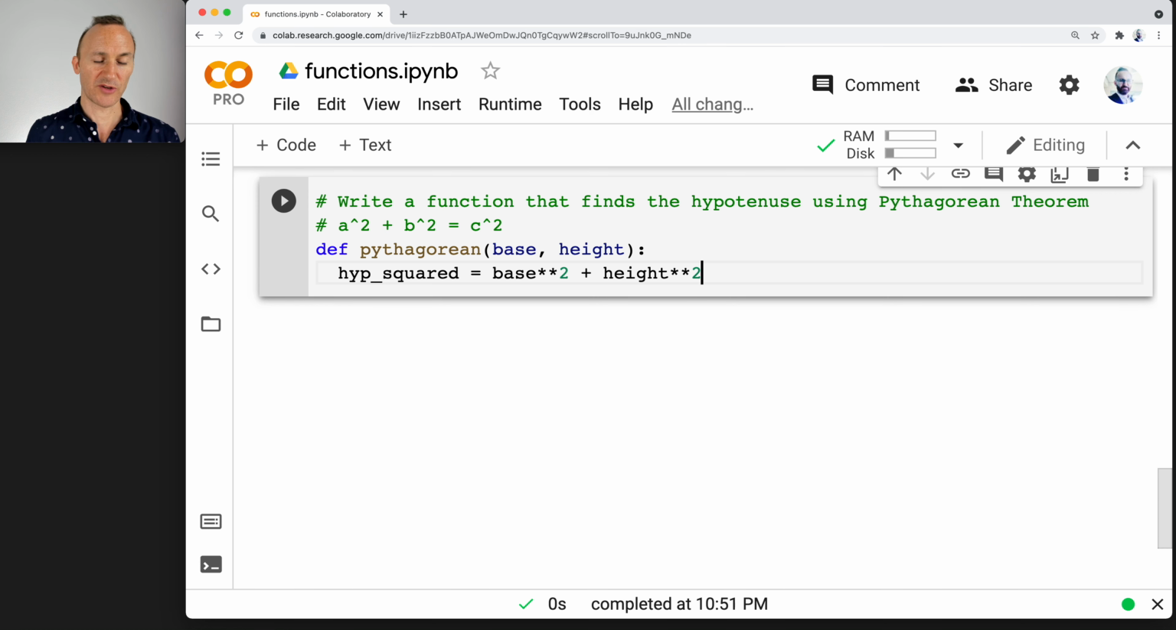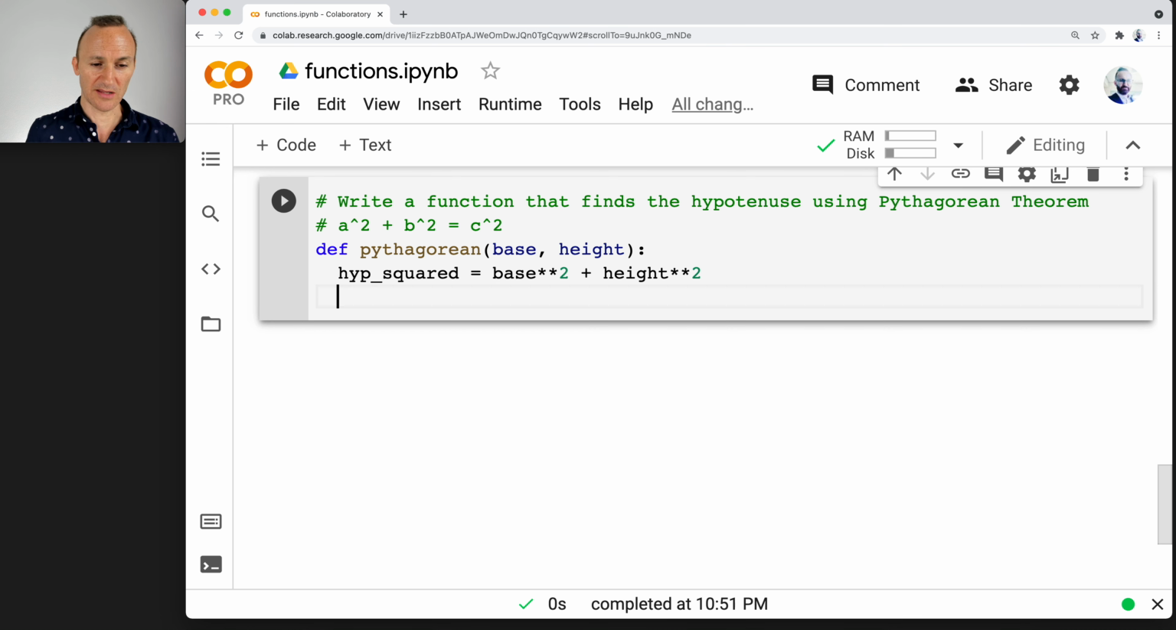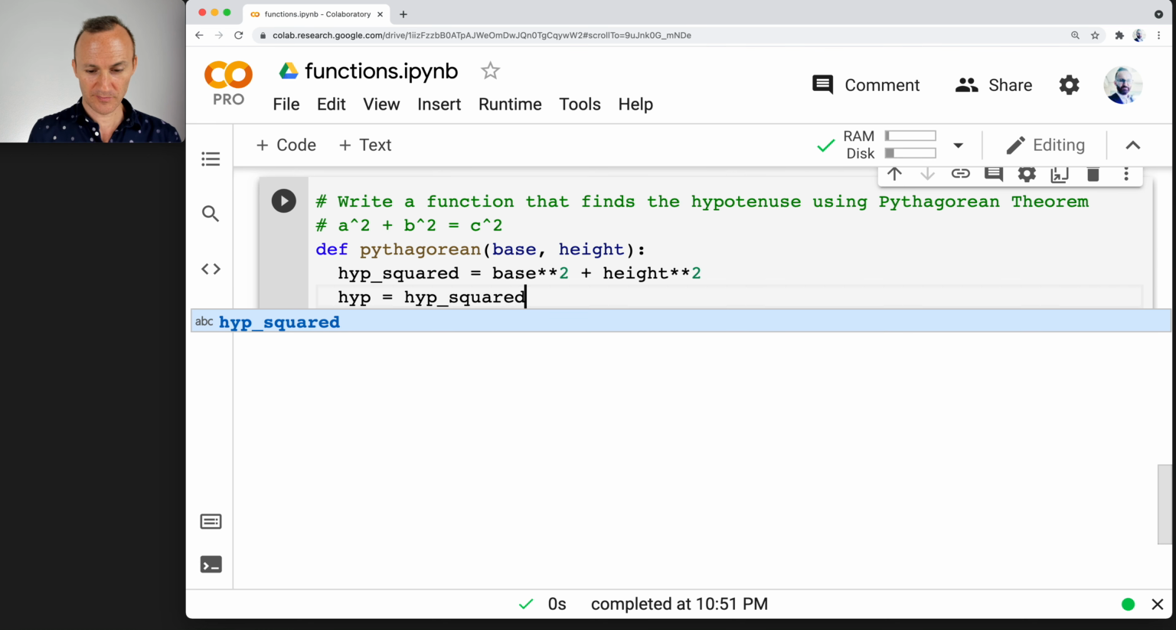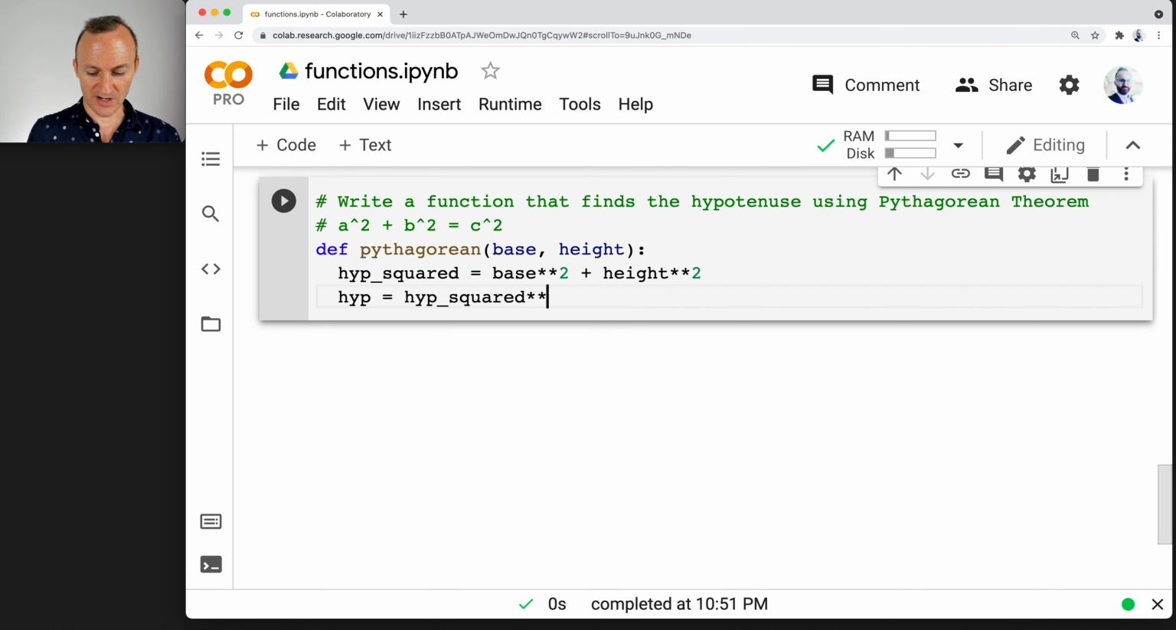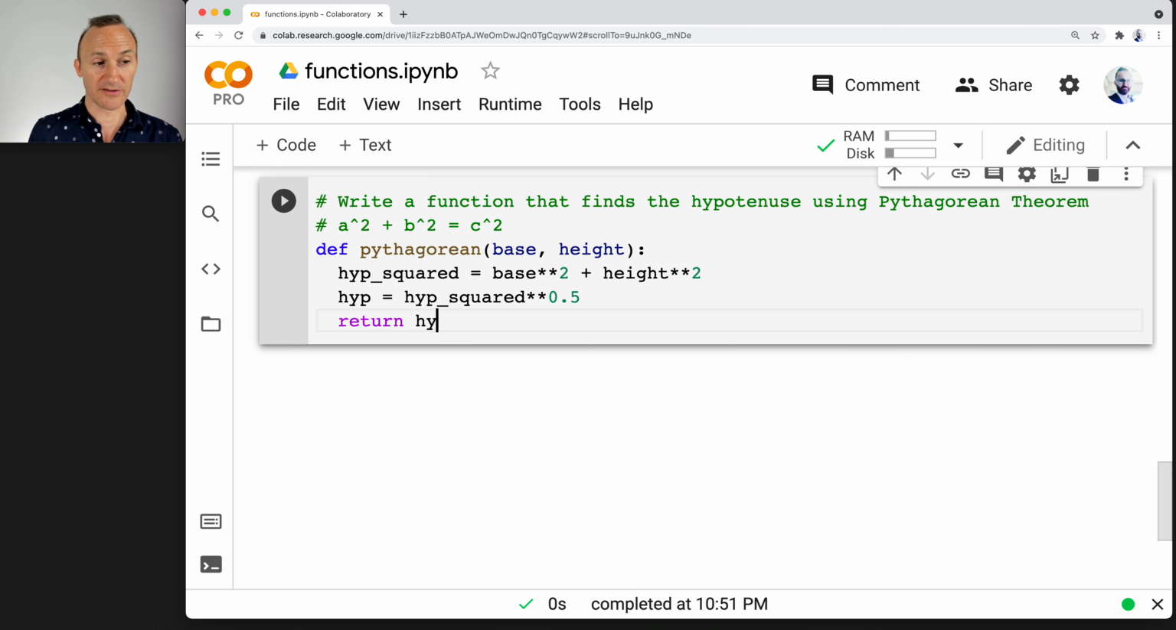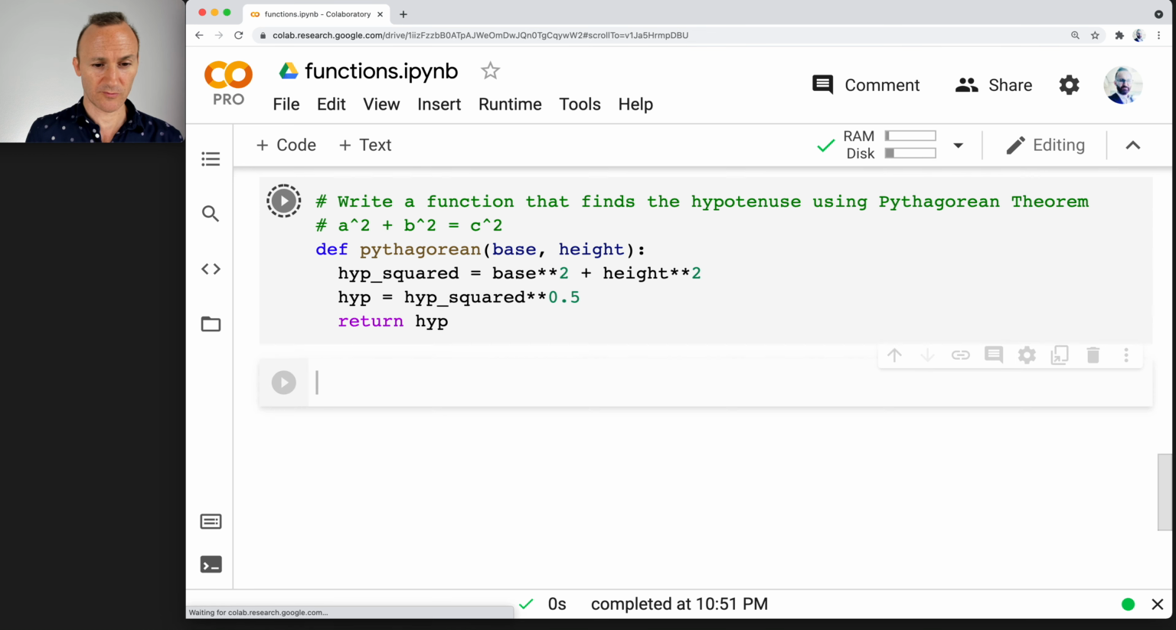And note that I'm not squaring the hypotenuse here because I'm assigning it to a variable that is called the hypotenuse squared, okay? But in the next line, then I get the actual hypotenuse by taking the square root of the hypotenuse squared. So that would be hyp squared to the 0.5 power. And then I want to return the hypotenuse, which I've abbreviated as hyp. Okay. Press Shift Enter to run the function.